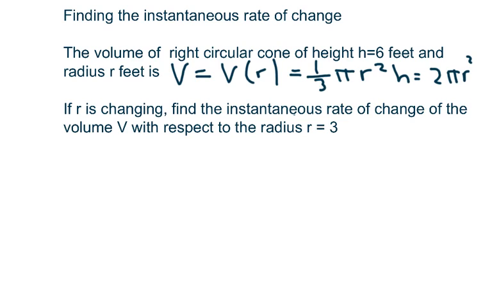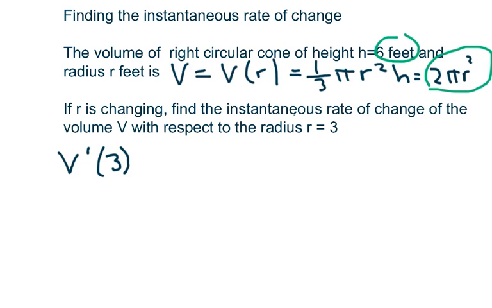Okay. So we're going to find the instantaneous rate of change, and the first thing we're going to do is find the volume of a right circular cone with the height equals 6 feet and a radius r feet, and the formula is given. I went ahead and put in the height here, so our formula now is 2 pi r squared. So if r is changing, find the instantaneous rate of change of the volume with respect to the radius, which equals 3.